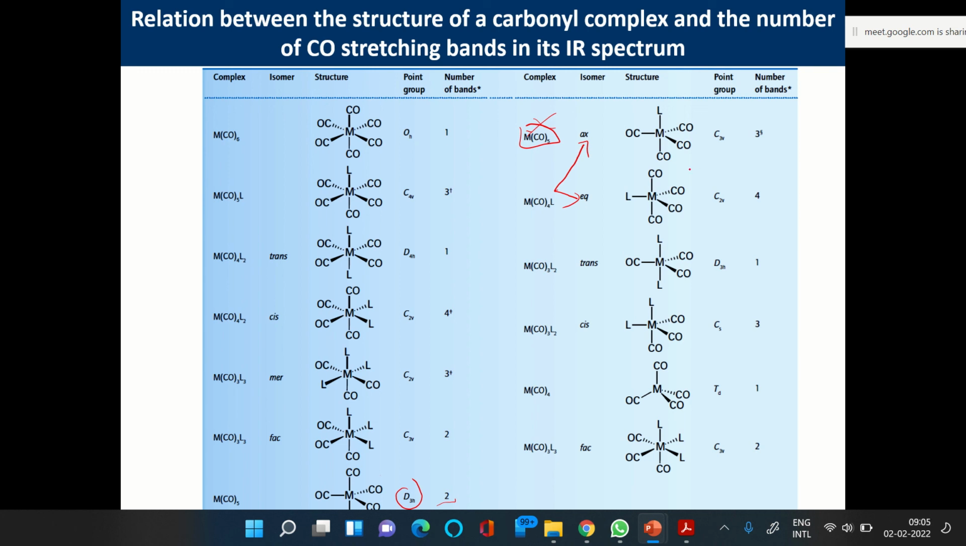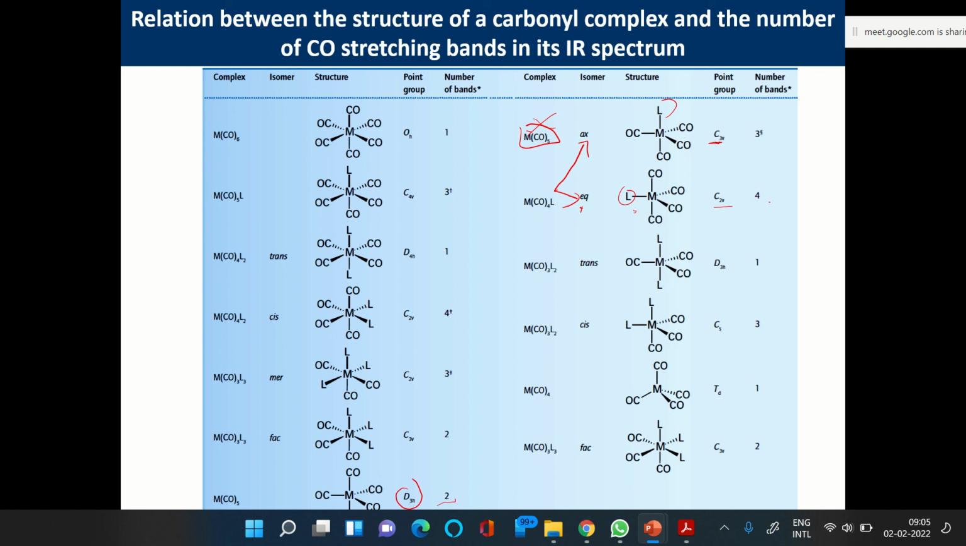Okay, so MCO4L is a total of 5 ligands, but 4 of them are CO ligands. So there are two things that you can see. You can put the L over here or over here, either in the axial position, so this is the axial ligand, or the equatorial position. Again, if you find the point group, this is C3V, this is C2V. So the number of bands here, for C2V, there are 4 bands.